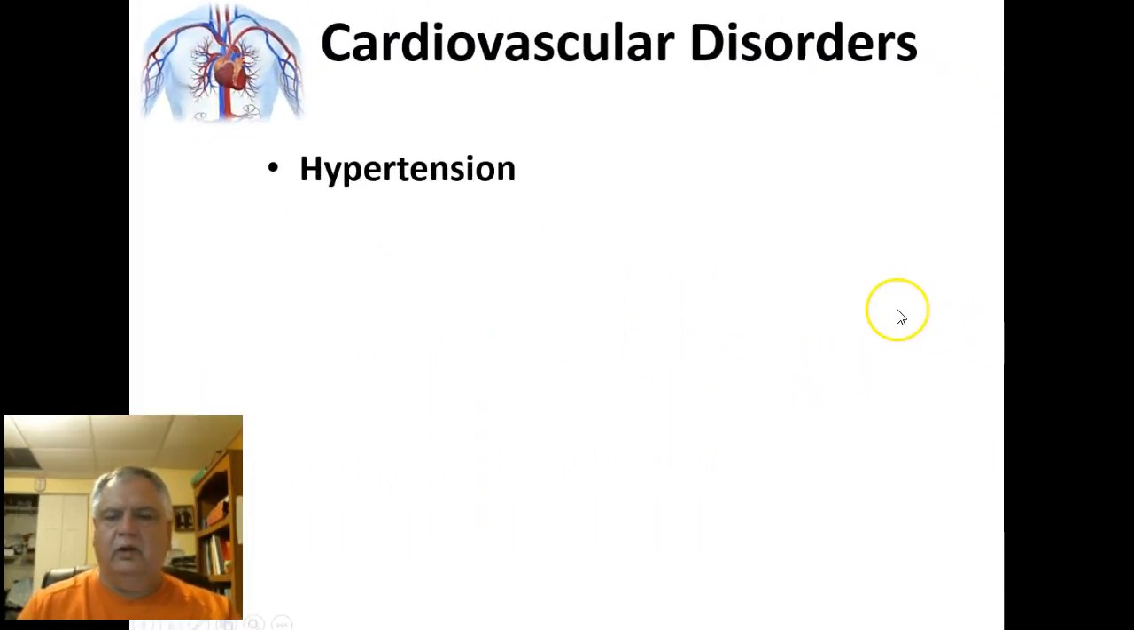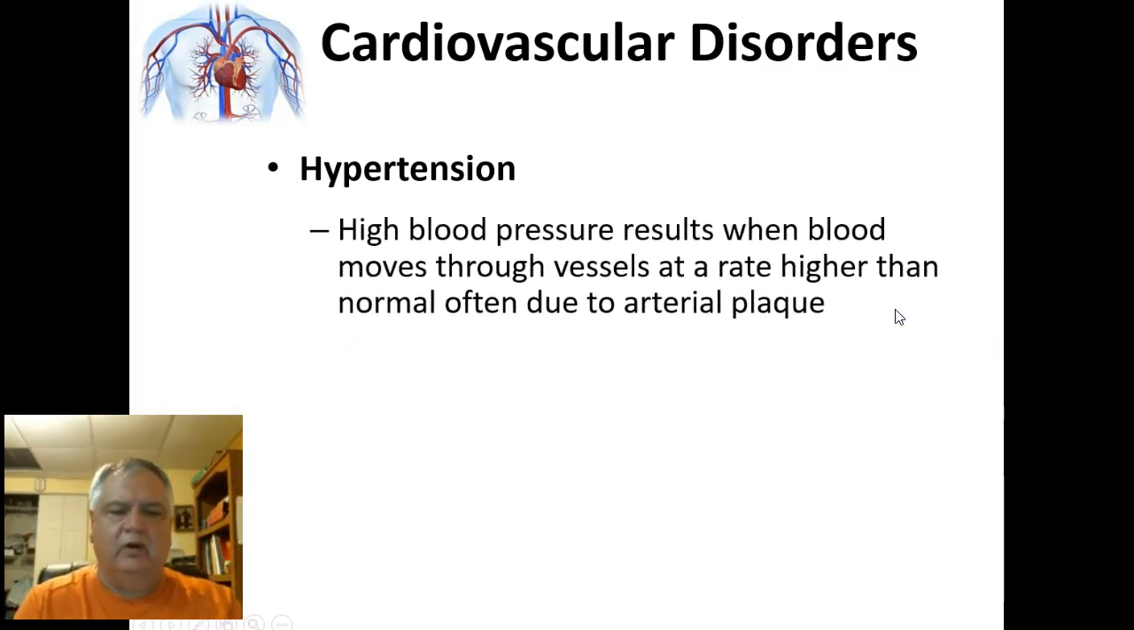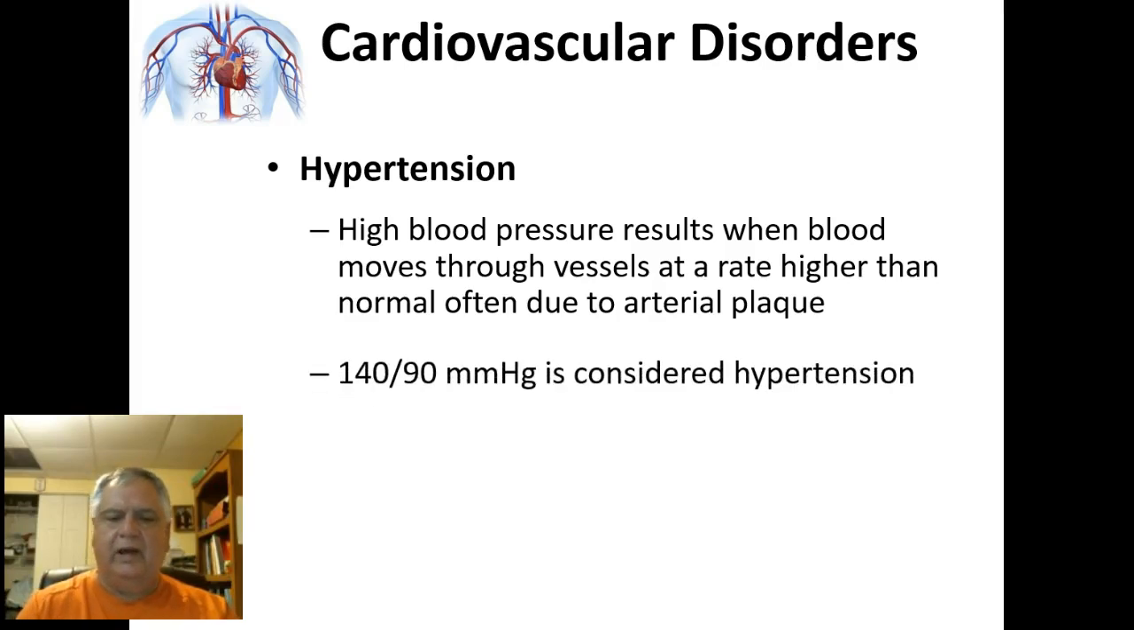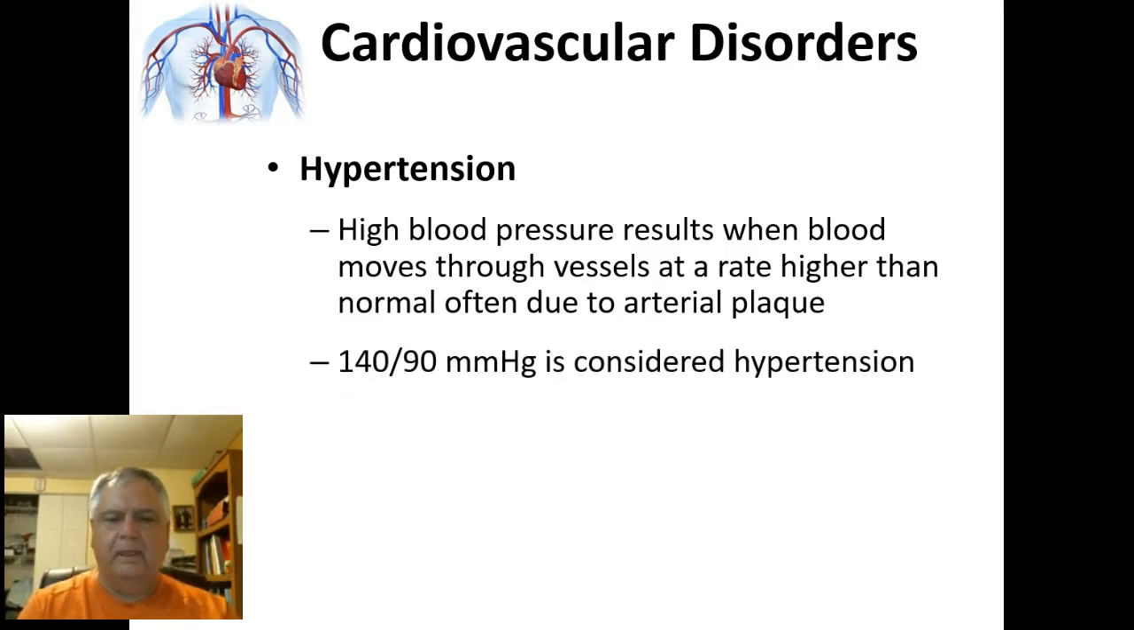All right, very quickly here, some cardiovascular disorders. Hypertension, we've already talked about. Hypertension is high blood pressure. It's going to result when blood moves through vessels at a rate higher than normal, and that's often due to the buildup of arterial plaque in the blood vessel.